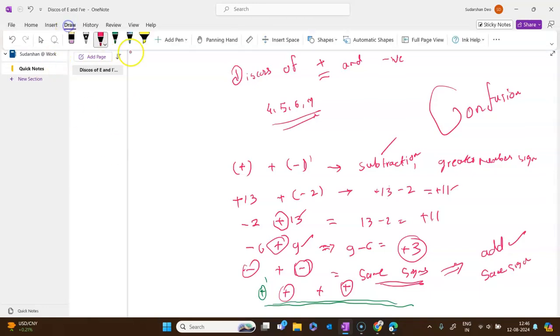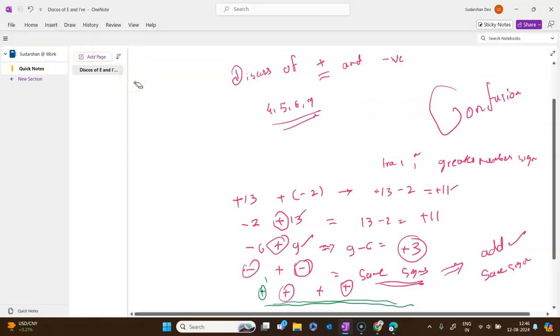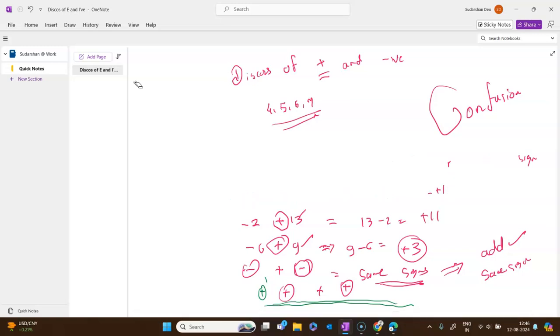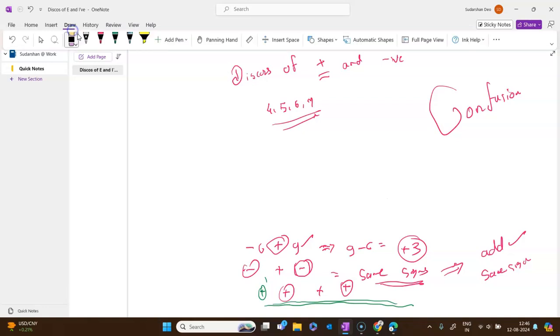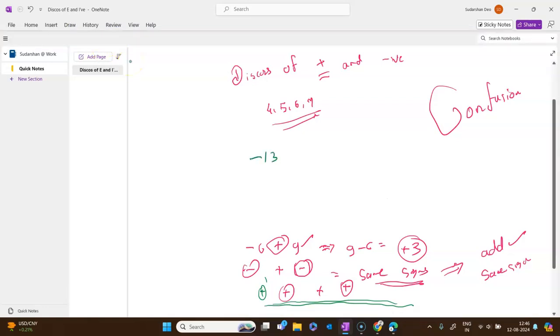For example, I'll erase this top part and just give an example. With this example, that will be more clear. Now, suppose it is minus 13, minus 13. So you're going to add them. 13 plus 13, that will be 26 there. And the same sign, minus minus, you'll be given a negative sign over there.